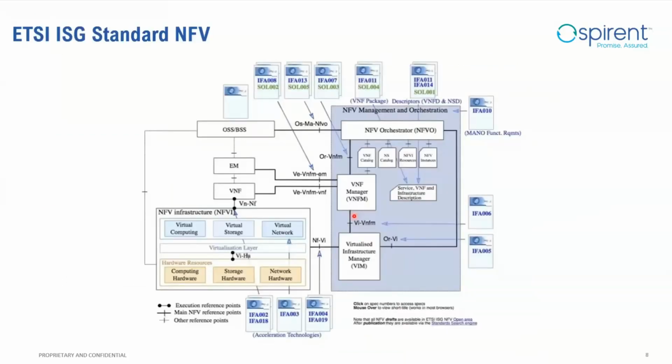So ETSI is the European telecommunications standards body. They defined standards for NFV. This is a little complex, what you're seeing here. So in order to simplify that, I have marked the areas. So this area is NFVI. I stands for infrastructure. The infrastructure where the applications run on top of it.